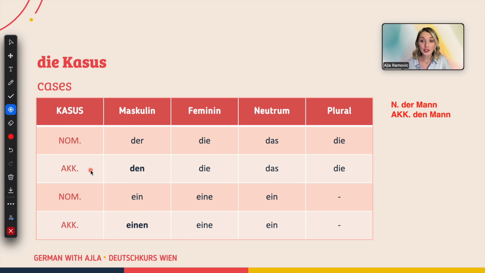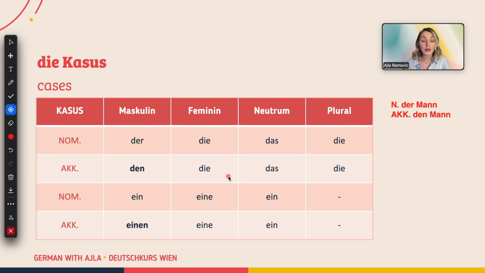Looking at the changes that are happening in accusative, we can basically see that there is only one change, and this change is happening in the masculine category only, to masculine nouns. In accusative, masculine nouns are always used with the article den, if it's the definite article. Der is turning into den, as we have seen before. Der Mann is turning into den Mann, while for the other genders and for plural, there are no visible changes.